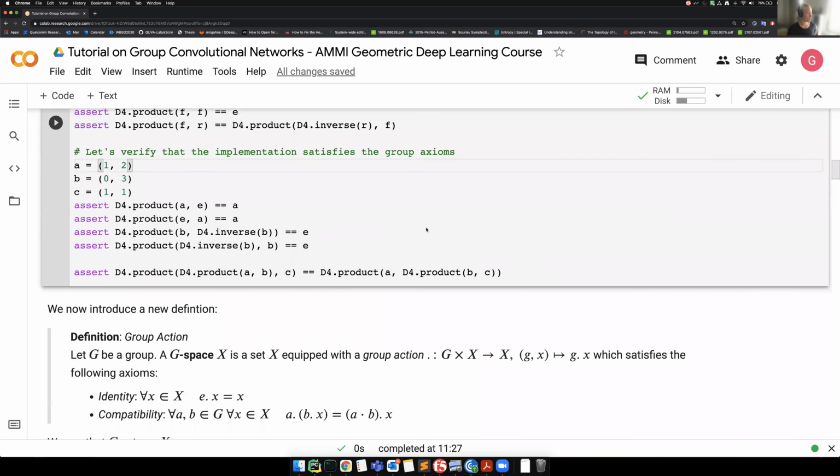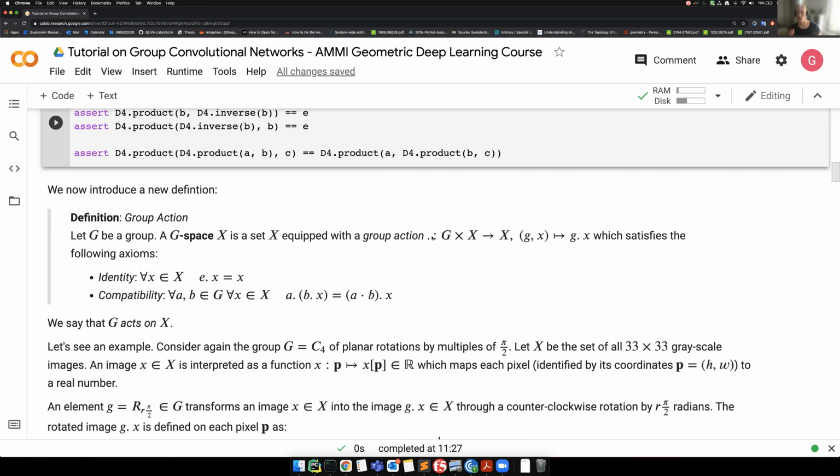Okay, we can now pass to the second part. So now we introduce a second definition, and it's the definition of a group action. It's nothing really fancy. In practice, you've already seen what a group action is. In a group action, you have a group G, and now you have a G-space X. X is just a set of objects, and now you have a new map that takes a group element and an object. It gives us the object transformed with that group element.